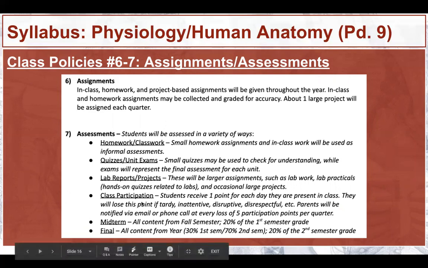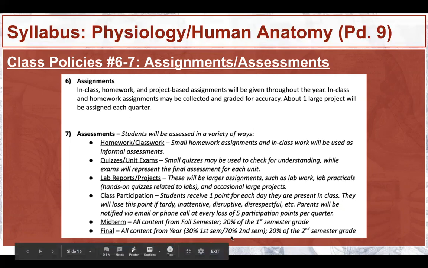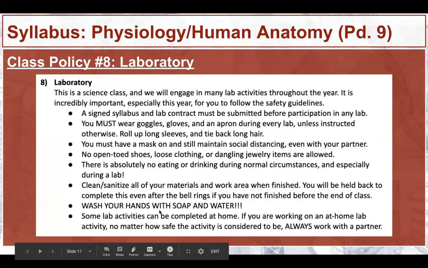Class participation, like I said, you receive 1 point for each day that you were in class, but if you are disruptive or disrespectful or anything along those lines, then you will lose that point. The midterm will be everything from the fall semester. The final will be everything from the year, but it is mostly stuff from the second semester. Everything from the first semester will be stuff that you should have ingrained in your brain because of the amount of times that we have used it throughout the year.